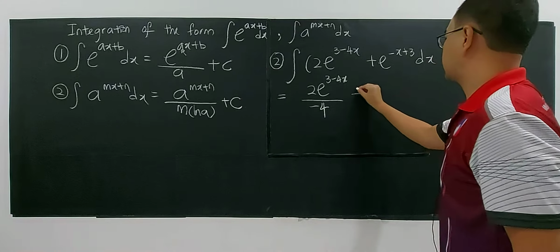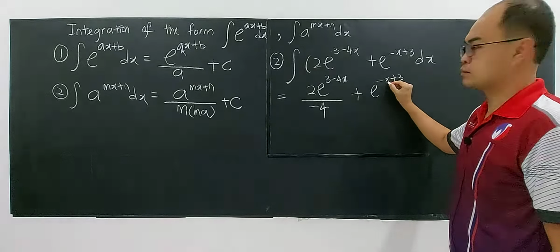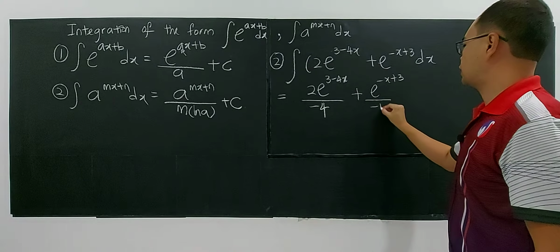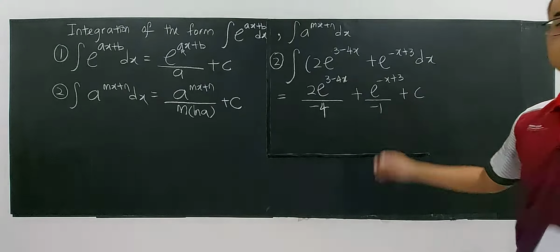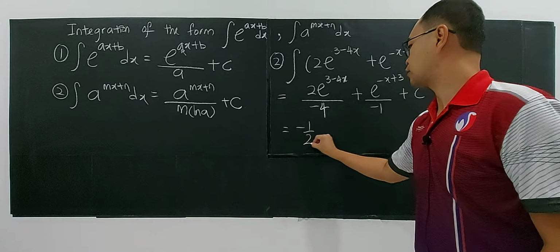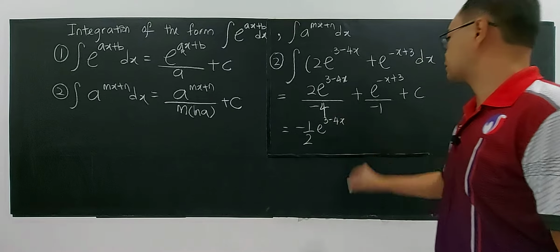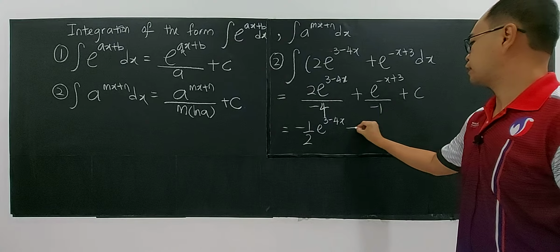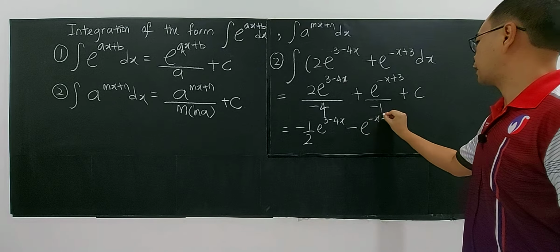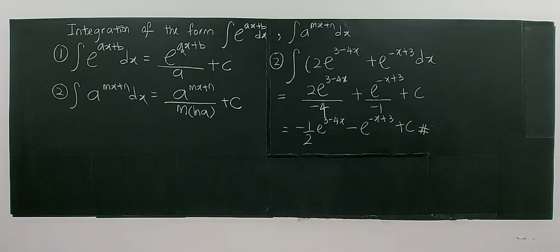So you copy back e to the power of negative x plus 3. Then what is the coefficient for x? Negative 1, so divide by negative 1. Very easy. So then negative 1 over 2, e to the power of 3 minus 4x, positive, negative, negative, e to the power of negative x plus 3, plus c. As simple as that.